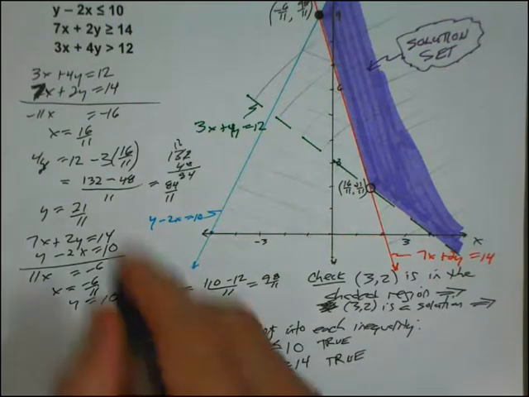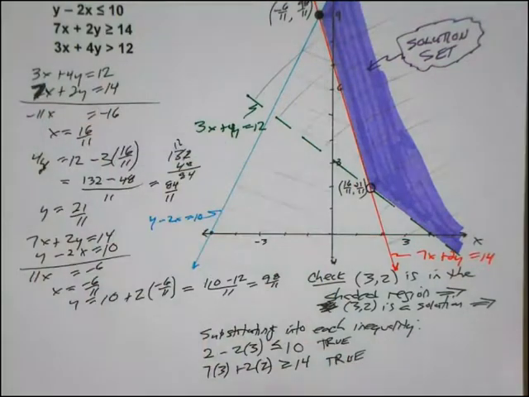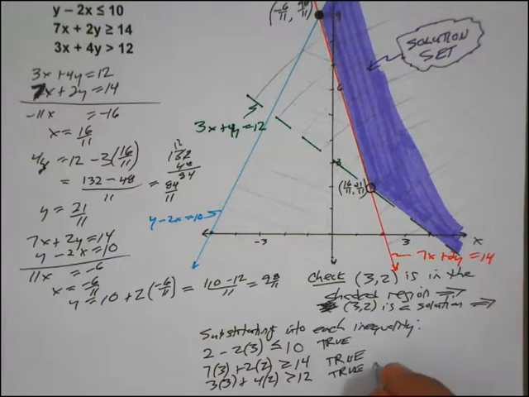Okay, one more. Third one. 3x plus 4y becomes 3 by 3 plus 4 times 2. How about that being greater than 12? 9 and 8. 17. 17 greater than 12. True. Okay. That looks pretty good. So this solution set's looking pretty nice.